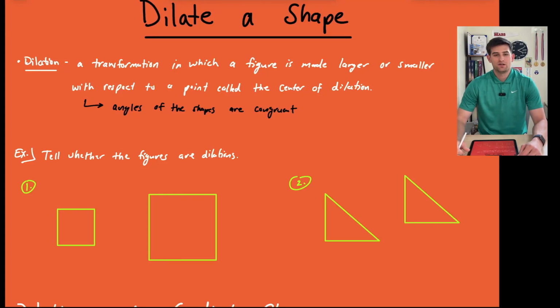Hello everyone, in this video we're going to talk about how we can dilate a shape. So this would not be a rigid motion like a translation, rotation, or reflection. This would be a similarity transformation, okay? So first of all, what is a dilation?